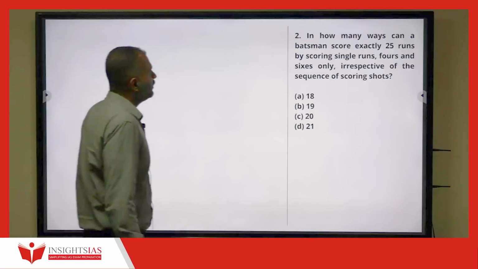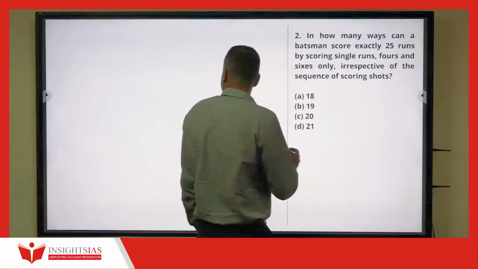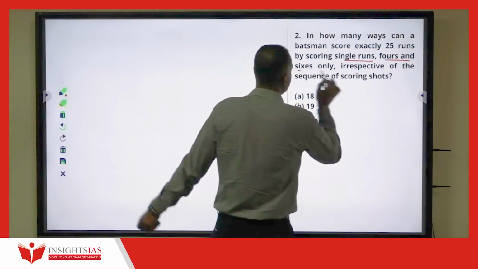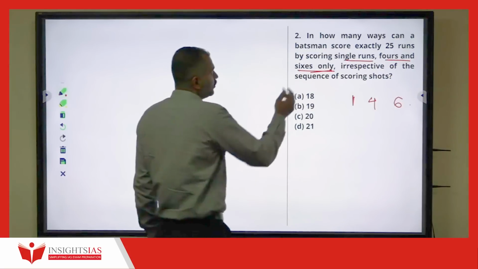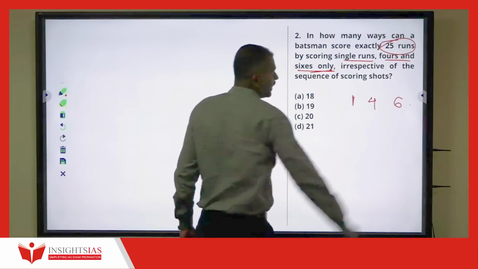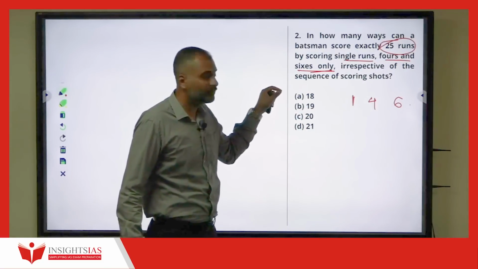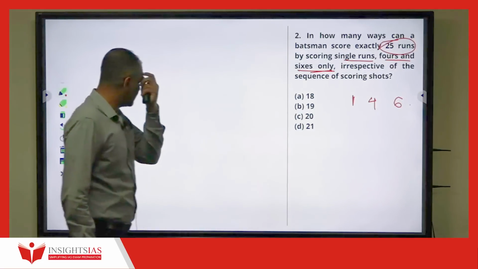In how many ways can a batsman score 25 runs by scoring singles, 4 and 6? Only 1, 4 and 6 have to be counted, and the total score has to be 25 runs. This is one of the toughest questions here. These kinds of questions should not be attempted in the exam. These are meant to be left. Let's see the approach now.